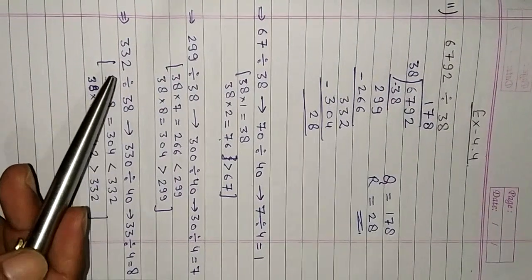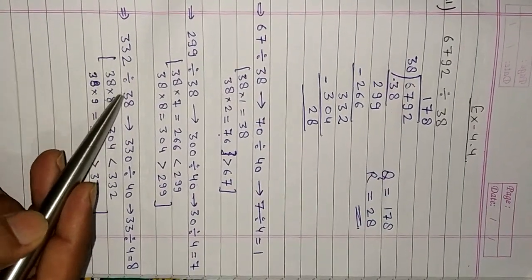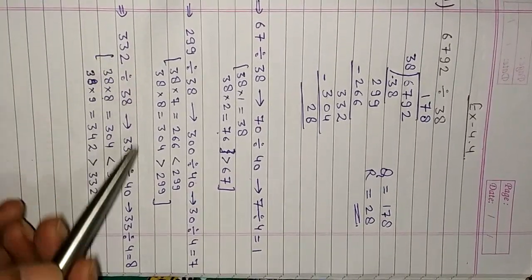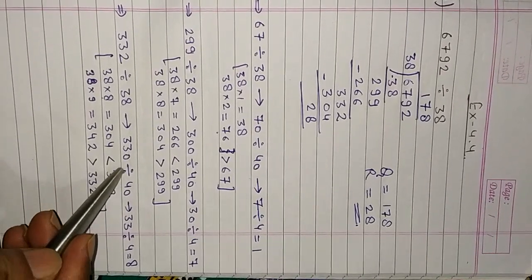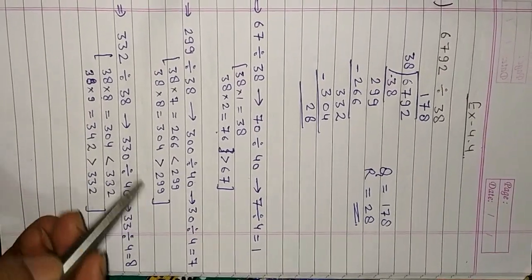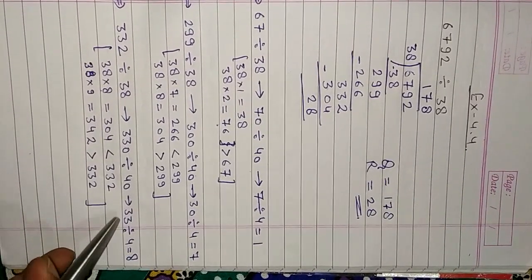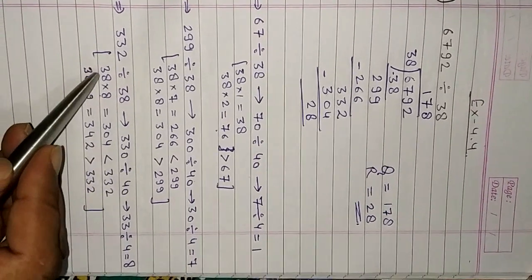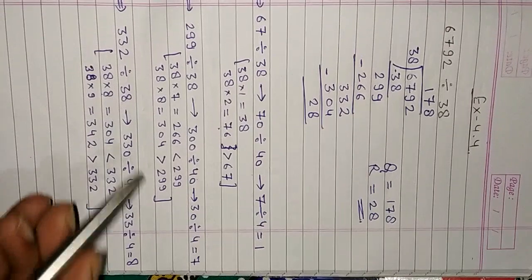Now again find the rounding quotient. 332 divided by 38. When we round 332 to the nearest 10, we get 330 and 40. We can write this as 33 divided by 4. Now the rounding quotient will be 8. Now check 38 into 8, 304, which is lesser than 332.